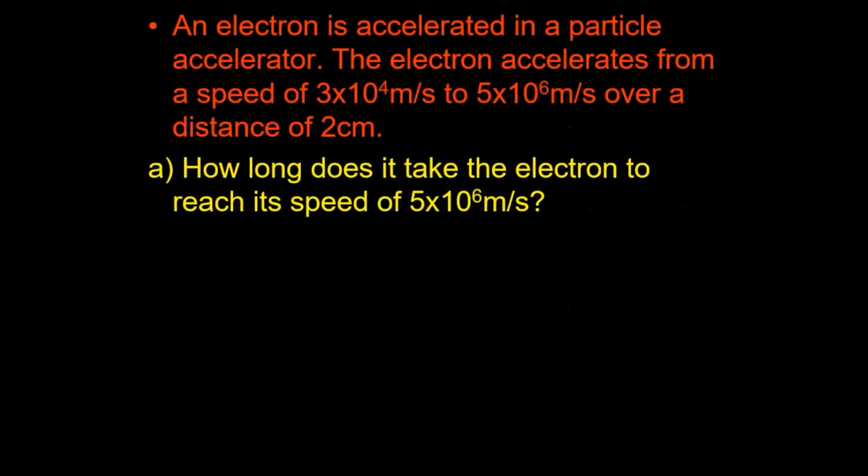So again, this is a case of selecting the right equation. What do we have? Well, we have a VI of 3 times 10 to the 4, a VF of 5 times 10 to the 6, and a displacement of 2 centimeters. How long? Same procedure we saw before. Don't be afraid to reuse an equation. There's only so many equations, and they will be repeated a lot. So S is 1/2 (VI plus VF) times T. T becomes 2S over (VI plus VF). We have our values. Let's sub them in.